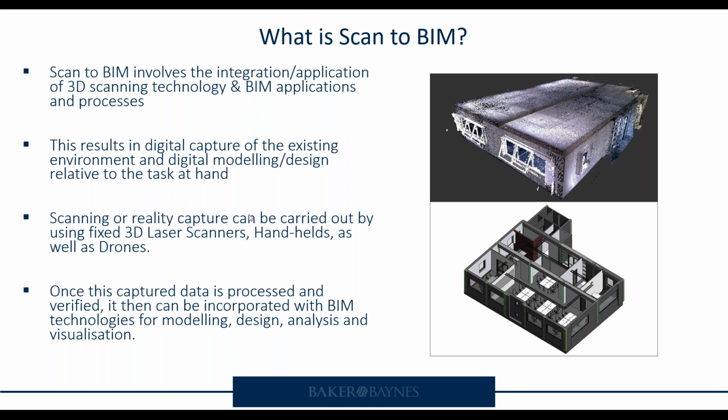Scanning or reality capture can be carried out by a variety of methods. The most popular one is using a 3D laser scanner, the one that sits on a tripod. You've got a handheld, which is recent and really cool. An example of it is the BLK2Go. It literally fits into your hand and you walk around and scan the building. And of course, you've got the one that's popular in infrastructure and mining, using drones and UAVs. So there are a lot of different applications of Scan to BIM.